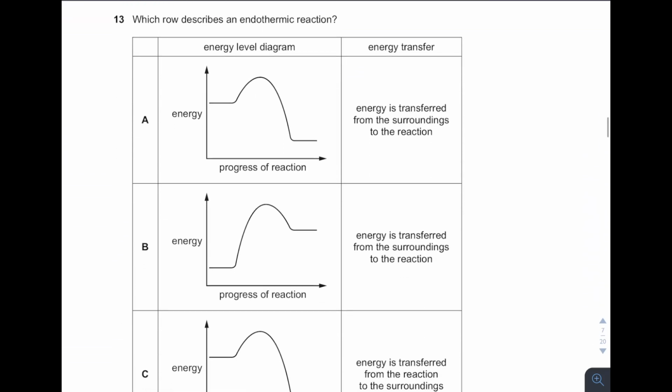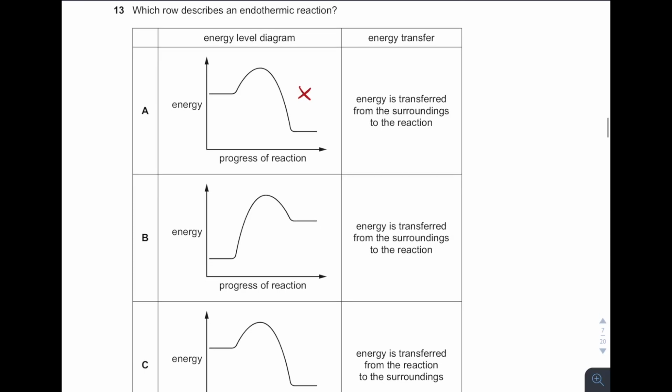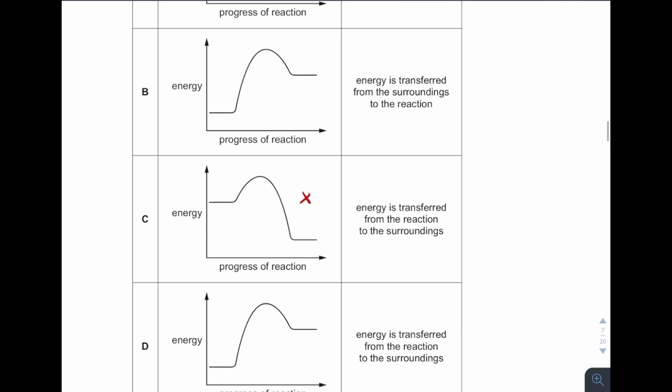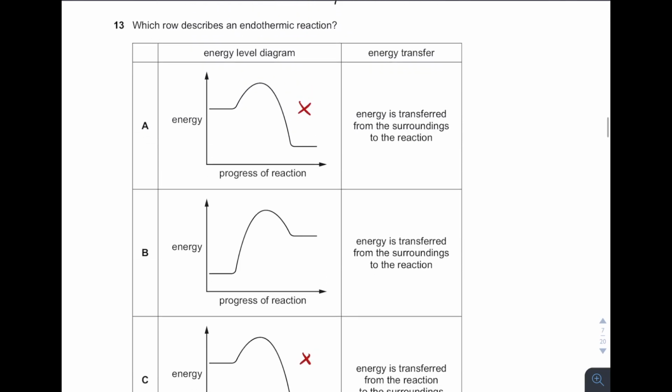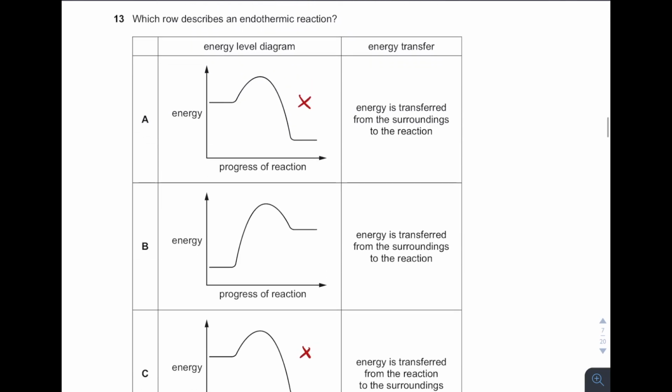Okay, then next one, which one is exothermic? You see, in terms of the energy level diagrams, how it looks for endothermic, it goes up. So it cannot be A and it cannot be C. Remember, endothermic means heat energy is absorbed from the surroundings. Which means the answer is B. C: energy is absorbed from the surroundings into the reaction. Answer is B. Pretty easy for this.